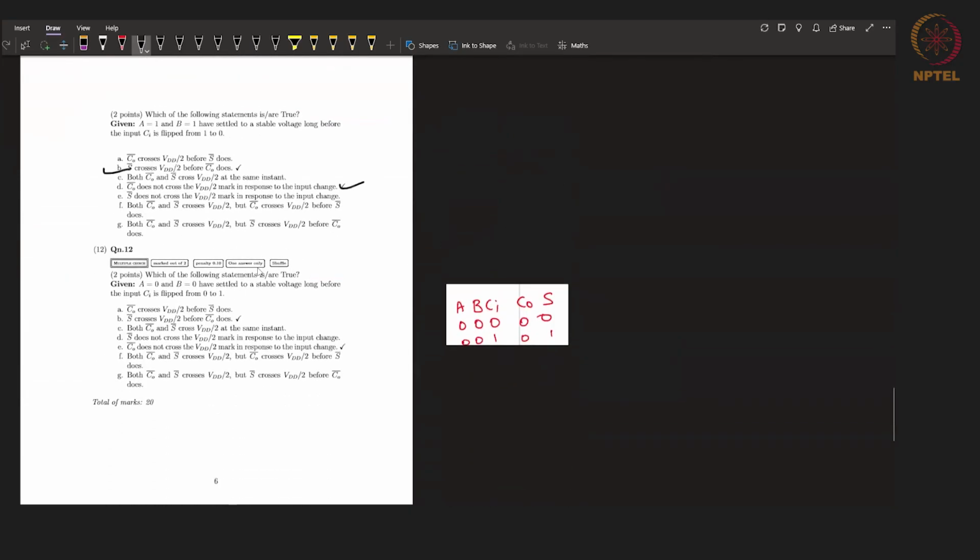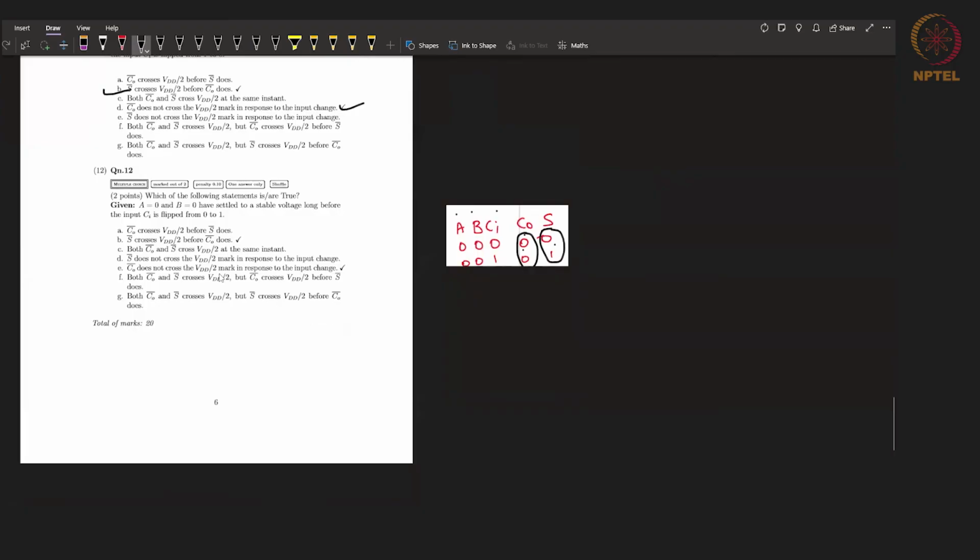Similarly, for question number 12, you can write down what the values are before, which is 0, 0, 0, gives you 0, 0. What is the value after, which is 0 and 1. So the C bar again does not change, and the S changes from 0 to 1, or S bar changes from 1 to 0, right? So the C bar does not change, and S bar crosses VDD by 2 before C bar does. Therefore, these are your answers.